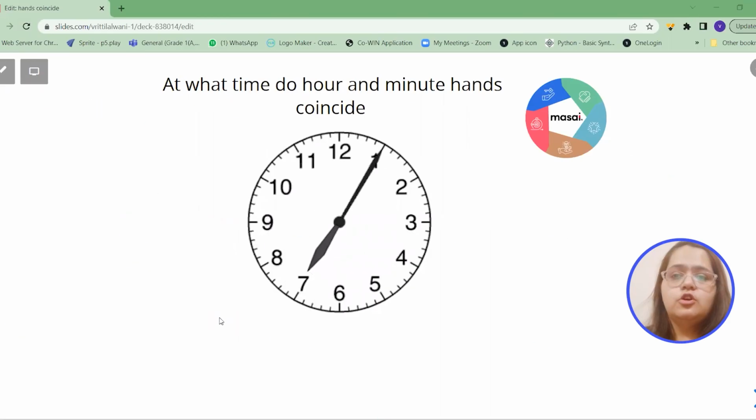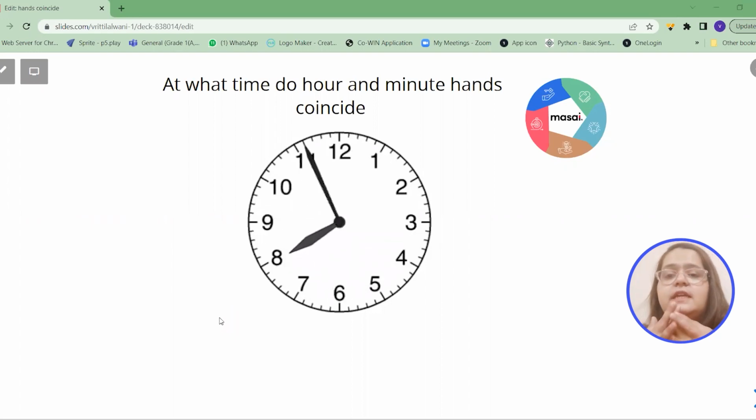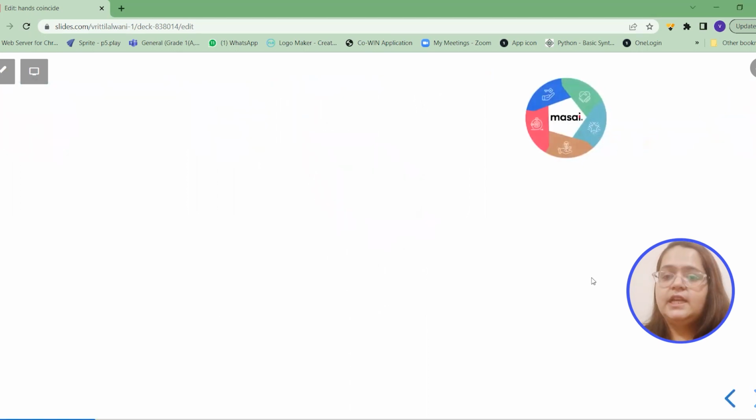So, today's question is, at what time do the hour and minute hand coincide? At what time are they together? There could be multiple different types of questions. As I told you, it would be either a direct simple word coincide, or it would be at what time they are together. Both mean the same thing. So if you remember, last time, before going to this question, we learned what relative speed is.